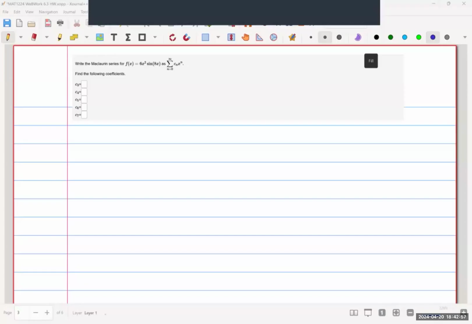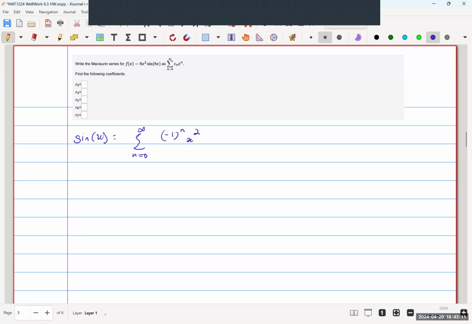Welcome back. This is question 3. Similar problem to previous one, except we have sine. So we're just going to start it the same way. We'll write down sine of x, Maclaurin series, which we know from question 1. Alternating with odd exponent values and odd factorial in the denominator.